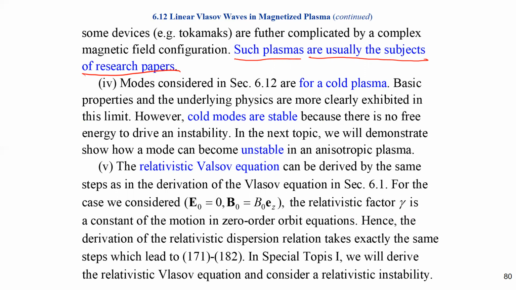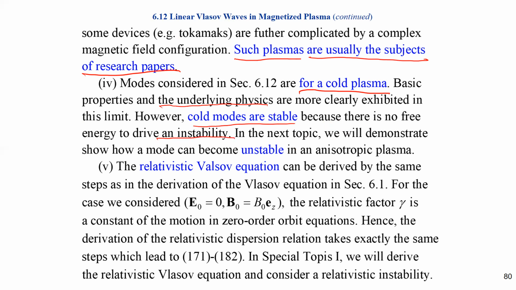In a real configuration, a real device, the plasma is quite complicated and difficult to analyze. Most of what we considered in section 6.12 is for a cold plasma, with no thermal distribution. Basic properties and the underlying physics are more clearly exhibited in this limit. Cold modes are stable because there is no free energy to drive an instability.